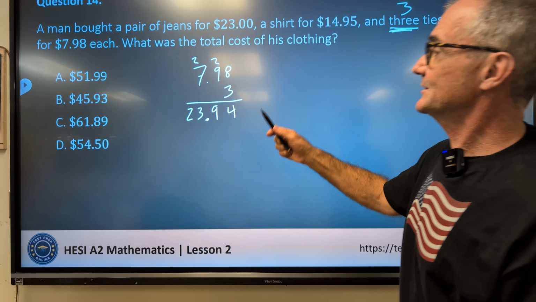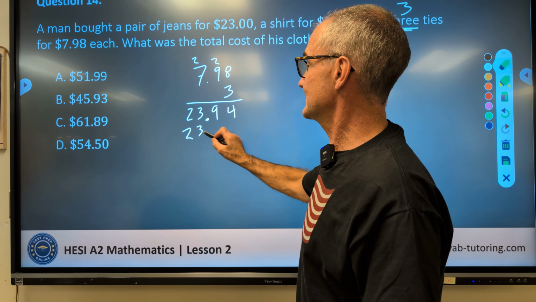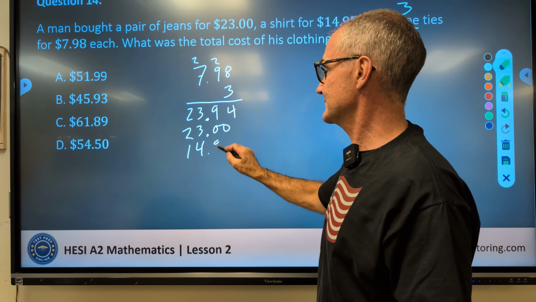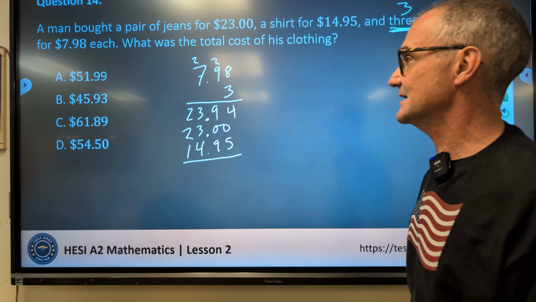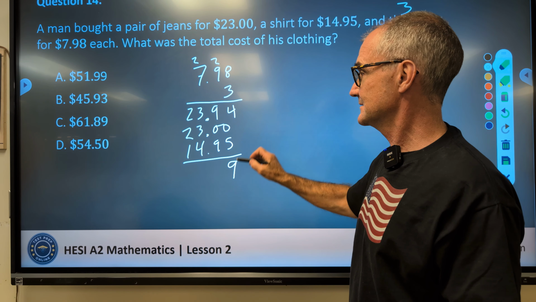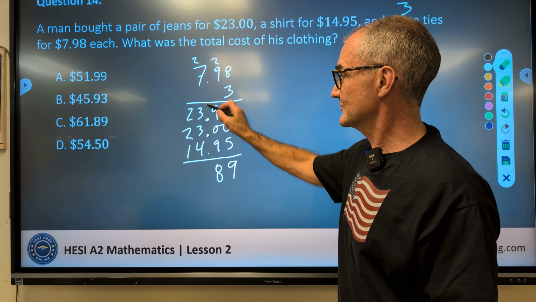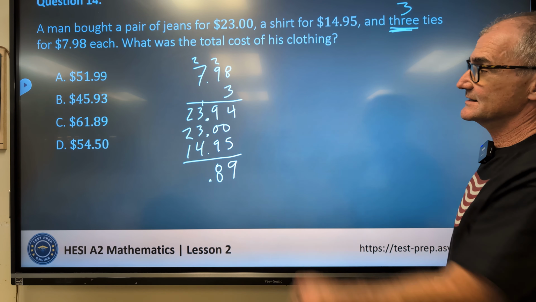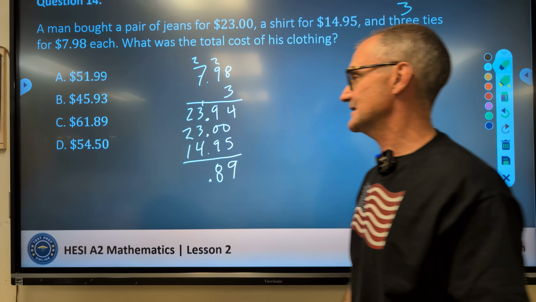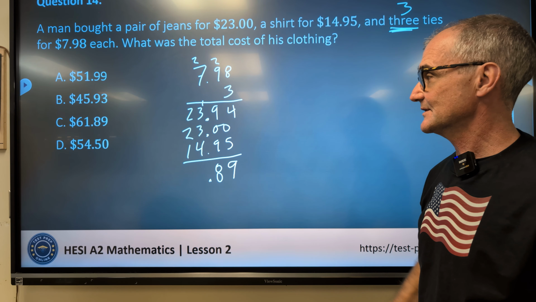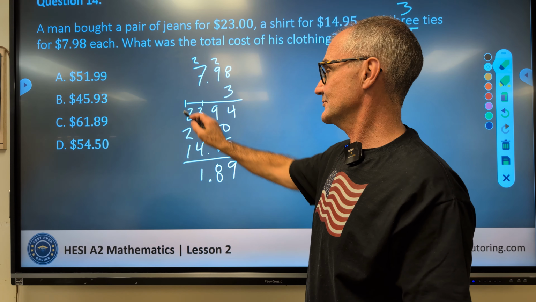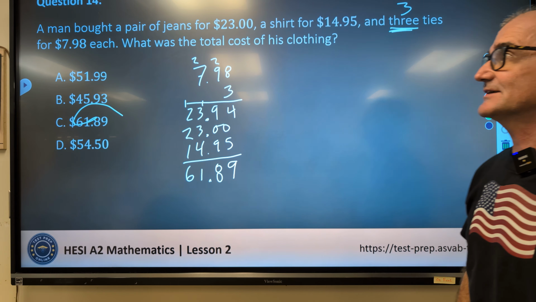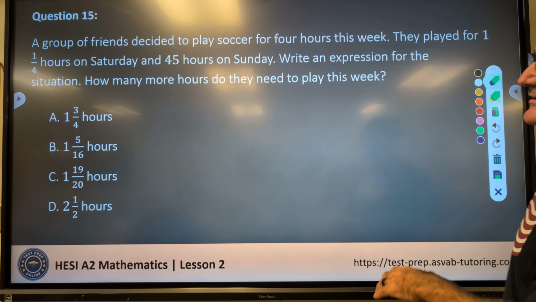So then I have a pair of jeans for 23 even, and then a shirt for $14.95. I have all my decimal places lined up. I add 9, 18, carry the 1. My decimal place goes right there. I can look at my answers and see there's only one answer with 89 cents in it, so it has to be answer C. But 10, 11, carry the 1, 5, 6. So correct answer is 61.89. Answer C right there.